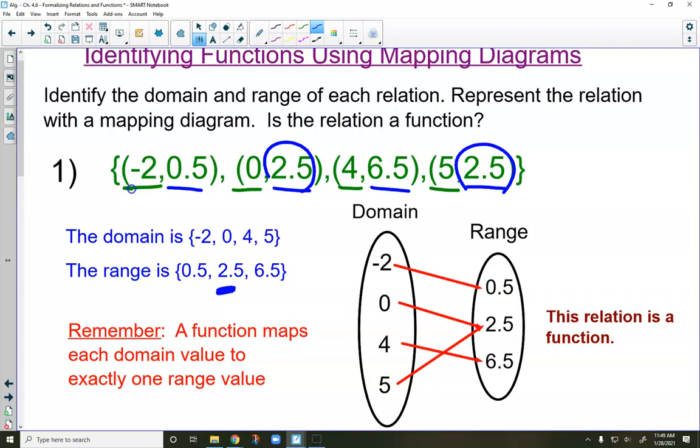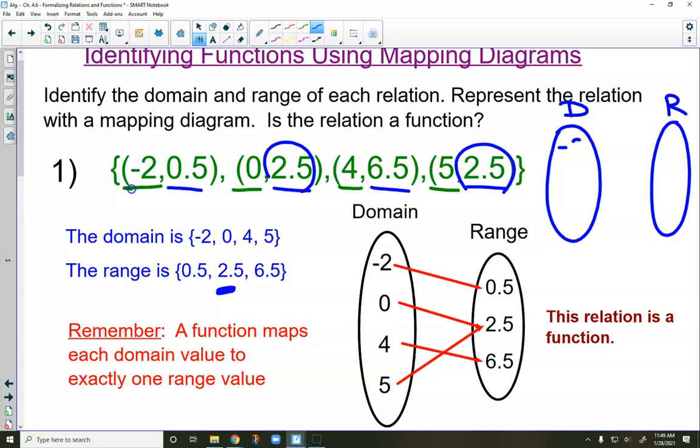All right, let's look at how to make a mapping diagram. You're going to make two ovals. The left side will represent your domain. The right side will represent your range. You then write your numbers again from least to greatest, and only once. So -2, 0, 4, and 5. Then 1/2, 2.5, 6.5.